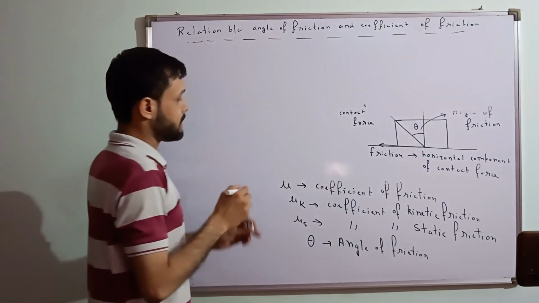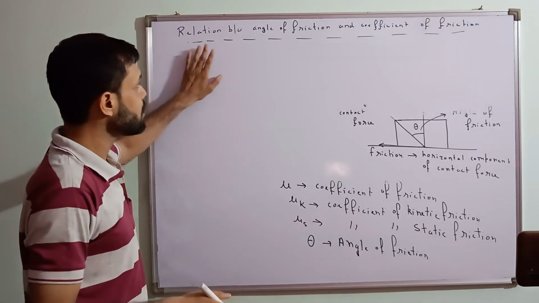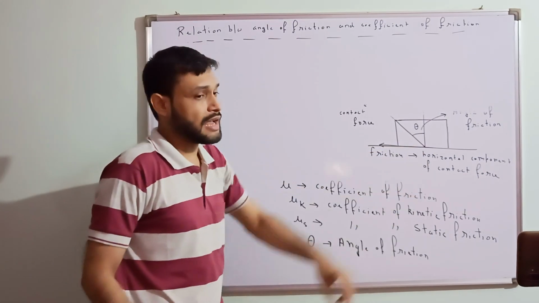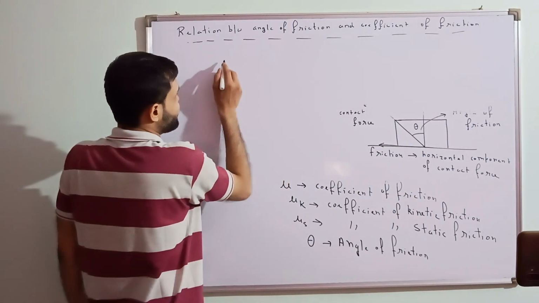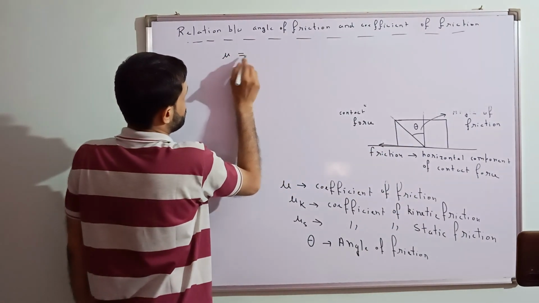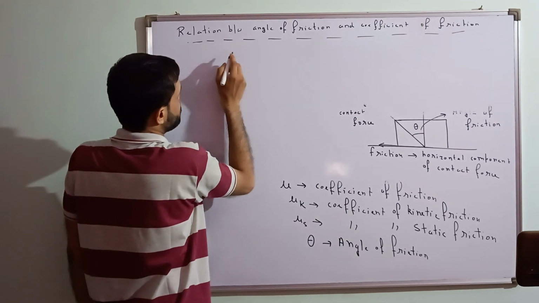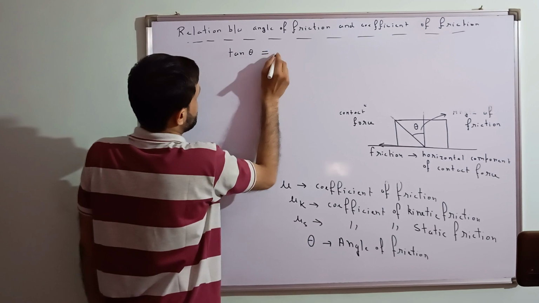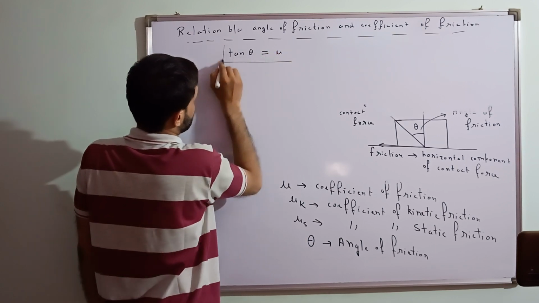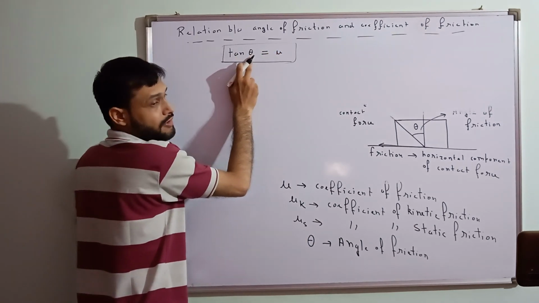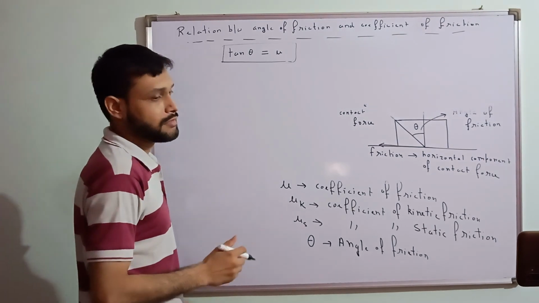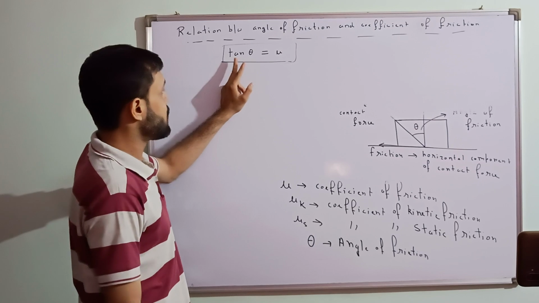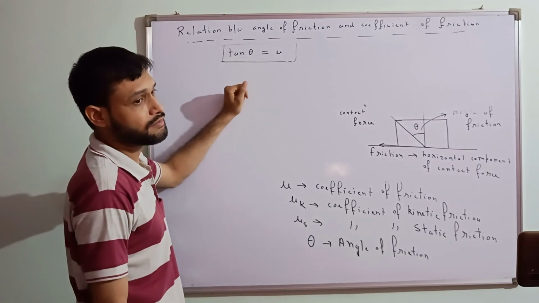This is the next thing. So what is the relation? Let me write the relation over here. If this is the friction, the relation is like this. Mu is equal to tan theta, or we can write tan theta is equal to mu. This is the angle of friction, this is the coefficient of friction. It's okay? So this is the relation between angle of friction and coefficient of friction.